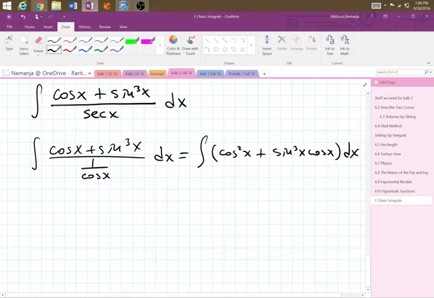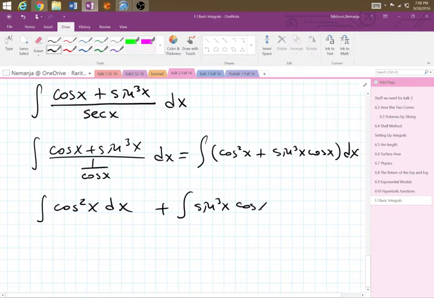So I hope we all have the same algebra, right? Yeah. Now what? Just break it up into two separate integrals. So we have the integral of cosine squared x dx plus the integral of sine cubed x cosine x dx.